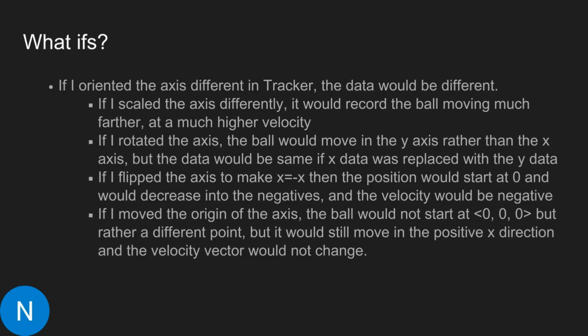If I rotated the axis, the ball would move in the y-axis rather than the x-axis, which would have the same data if the x data was replaced with the y data. If I flip the axis to make like x equals negative x, then the position would start at 0, would decrease into the negatives, and the velocity would be negative. If I moved the origin of the axis, the ball would not start at 0, 0, 0, but rather at a different point, but it would still move in the positive x direction, and the velocity vector would not change.